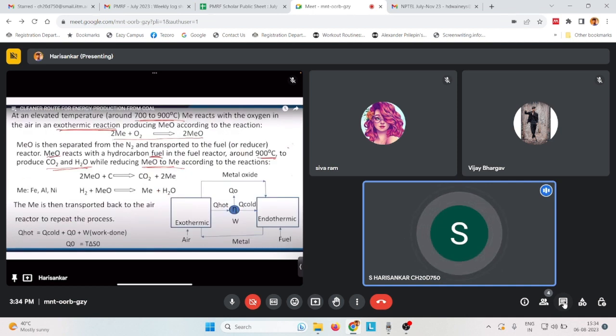So how does this metal oxide convert our fuel or coal to carbon dioxide and water? These two reactions will give you an idea. So we have two metal oxide reacting with a mole of carbon to give us carbon dioxide and the metal back. Again, the same metal oxide can react with hydrogen to form metal and water, right? So this metal can be anything like iron, aluminium or nickel.